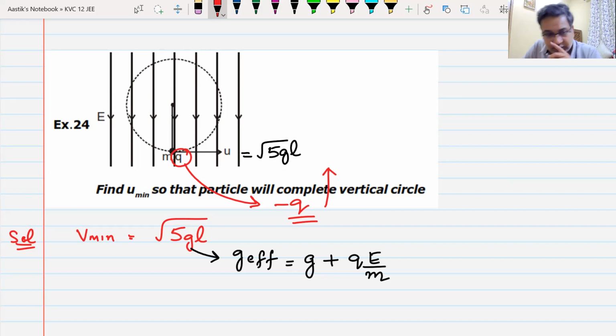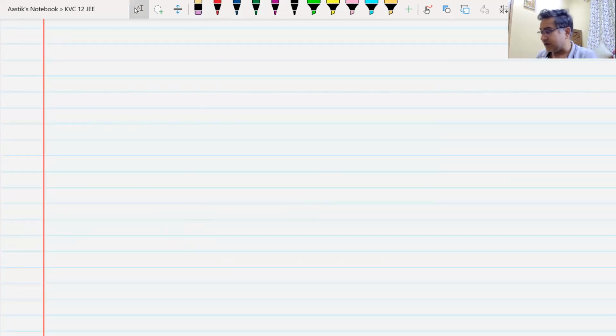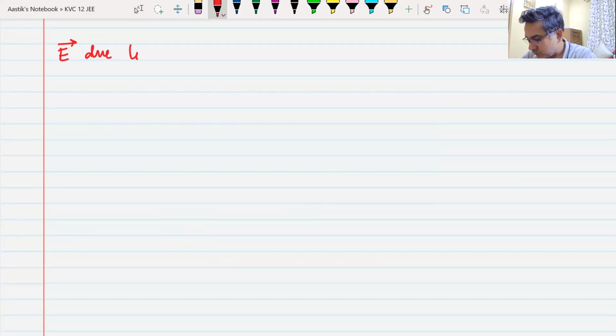Now, let us start with this simple thing. Do you know what is the electric field due to a point charge? Tell me, what is the electric field due to a point charge? You must be knowing this, right? KQ by R square, sir. KQ by R square. Chalo, I will just write. The answer is KQ by R square.